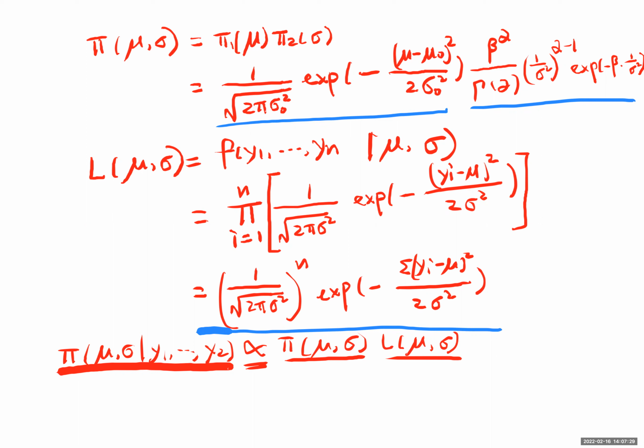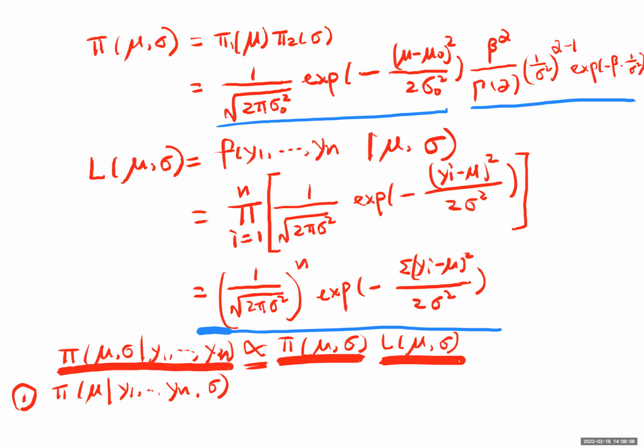All right, so the first task is about mu. Remember, the first task is trying to find the full conditional posterior distribution of mu given y1 through yn, and sigma. In order to find this, I just need the product of the prior and the likelihood. I just need to keep everything about mu, because everything not about mu is a constant. I don't even need to worry about it. So what should I keep?